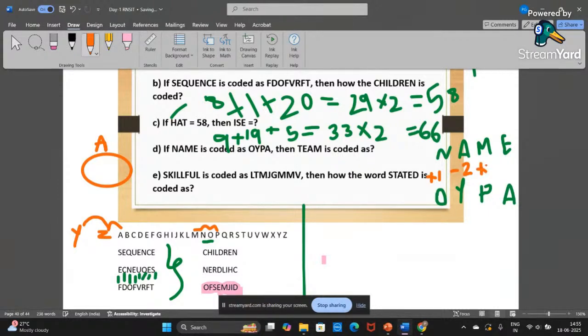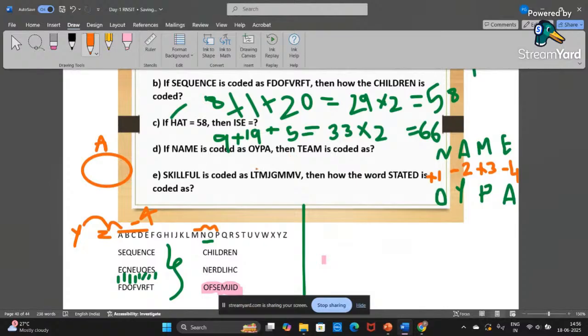Next, the fourth letter they have taken. For E, they have given A. E is there. 1, 2, 3, 4. So previous letter. So it is minus. So see the logic here. It is in continuous numbers, but signs are interchanged. So the same logic needs to be applied for the word.